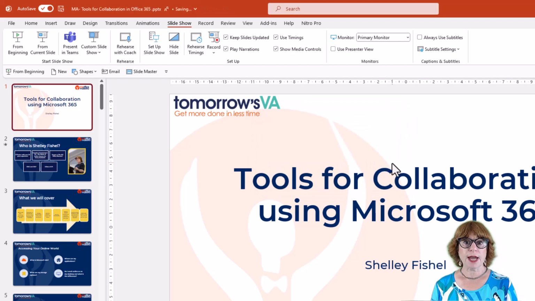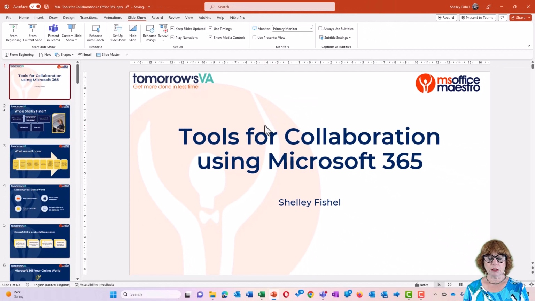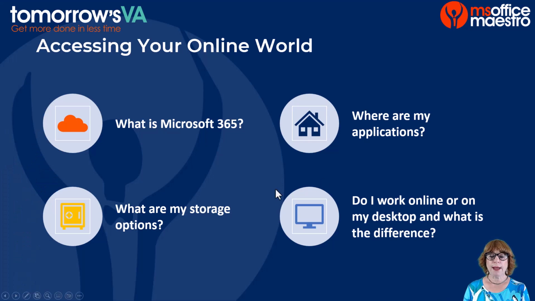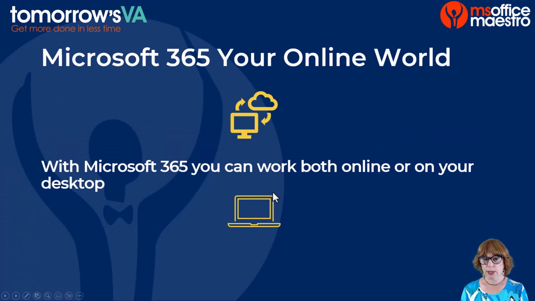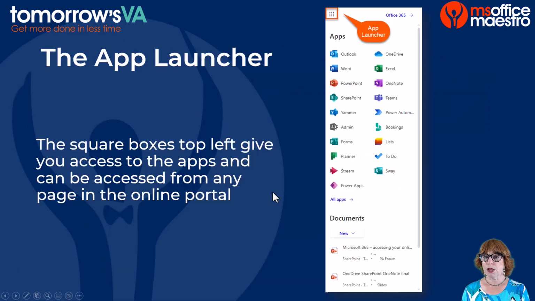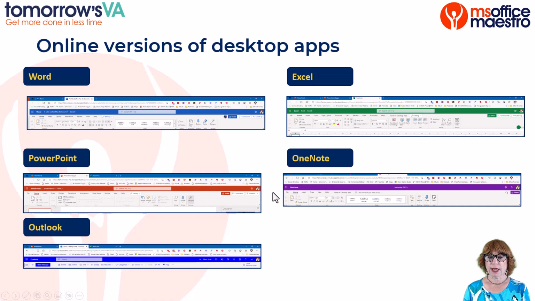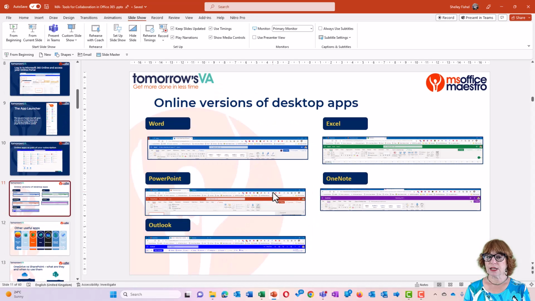So if I close that, I arrive at my destination. We only want the introduction section. So we're going to come up to custom slideshow and choose accessing your online world. Now what will happen is it's only going to show me those slides that were part of that section. And when I get through all of them, it's the end of the slideshow.